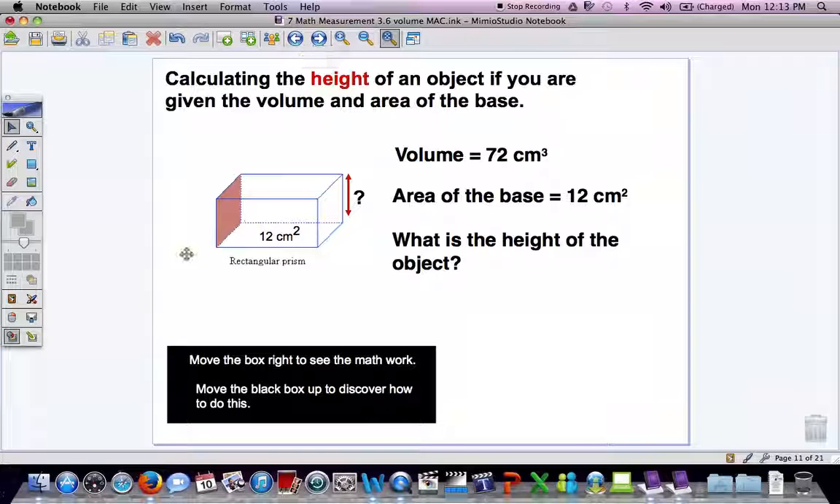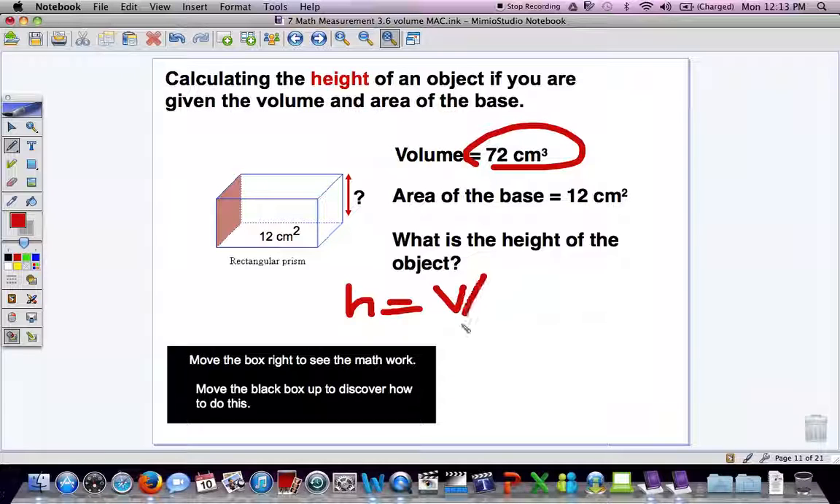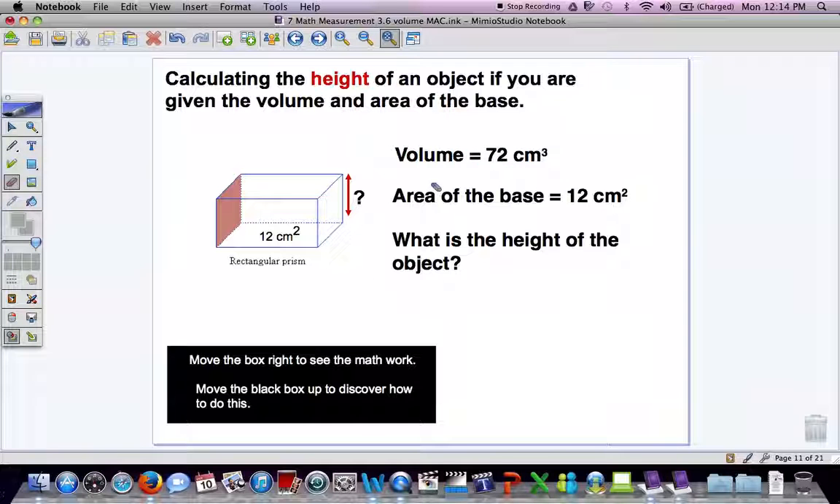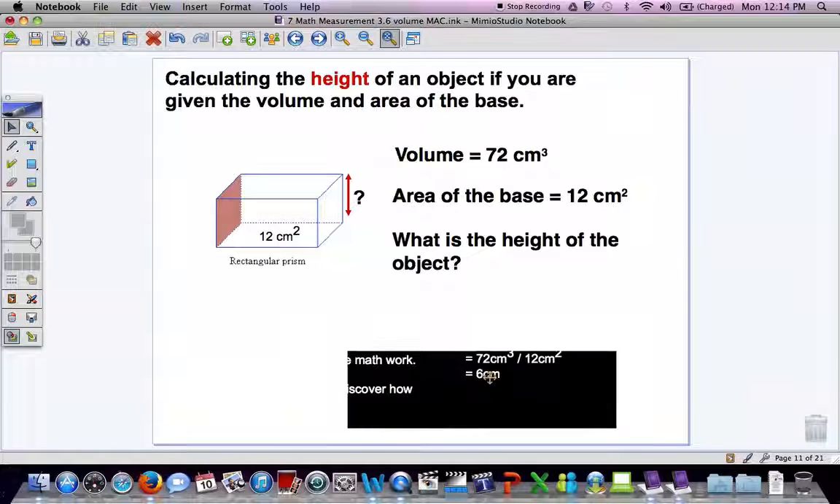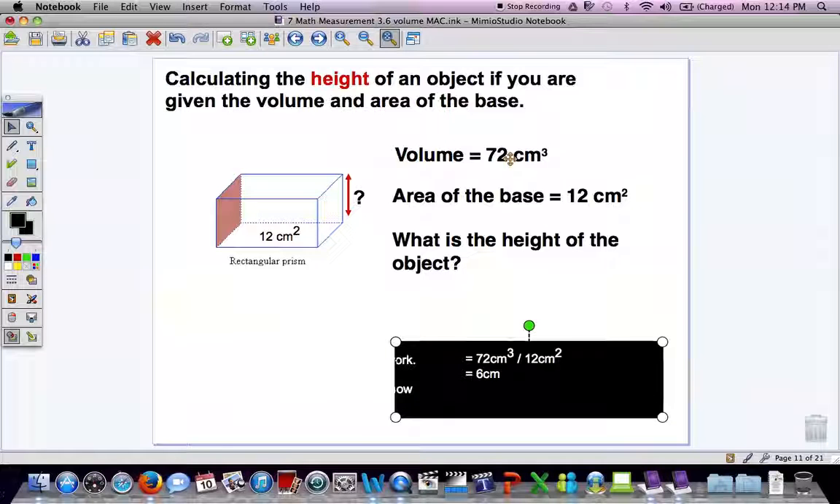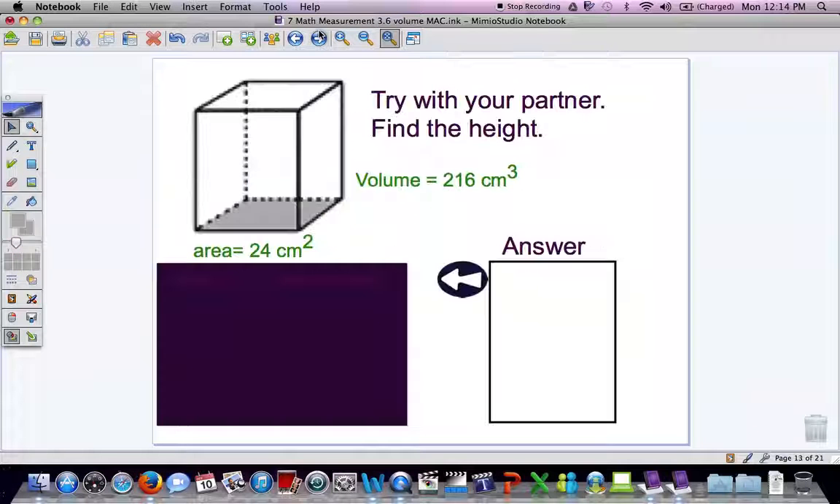All right, try this one. You're given the area of the base of 12 centimeters squared, and you're given the volume of 72 centimeters cubed. We have to figure out the height. And so when we go back to the formula, we might remember that height is equal to volume divided by the area of the base. Remember the family of numbers, okay? So it's really important to go back to those family numbers. When you get stuck, just think about 10, 5, and 2. So I'll slide this over to show you. It's 72, the volume, divided by 12, which is the area of the base, which is 6 centimeters, and that gives us the height.